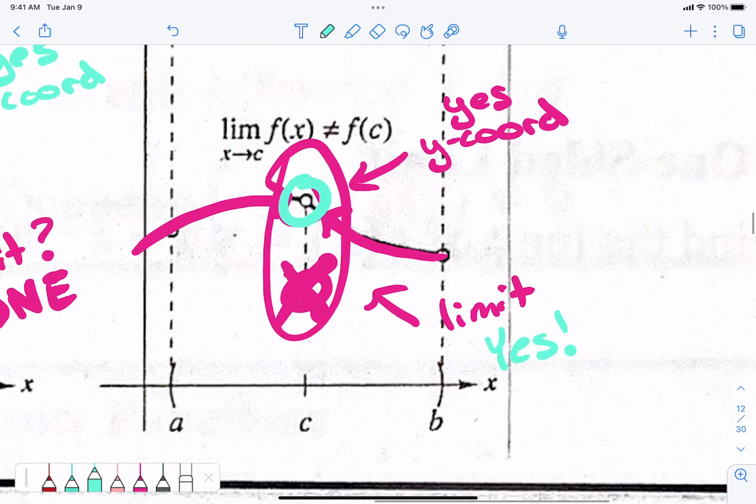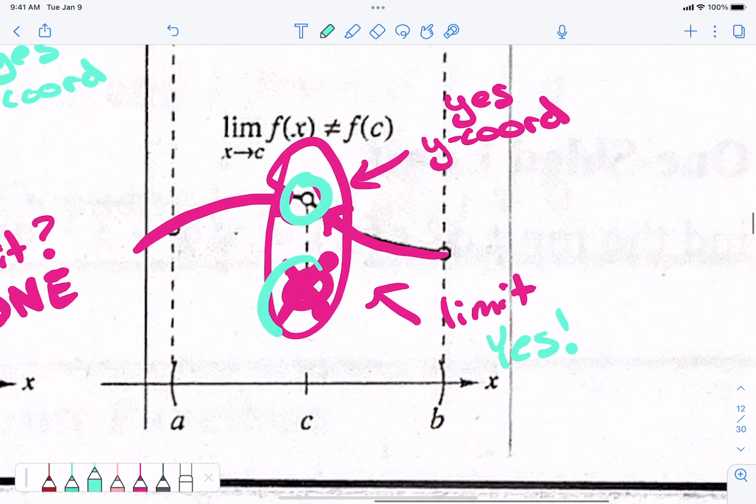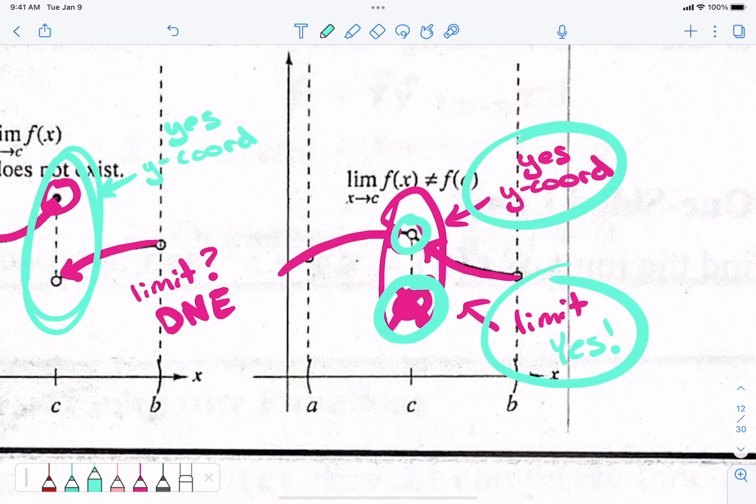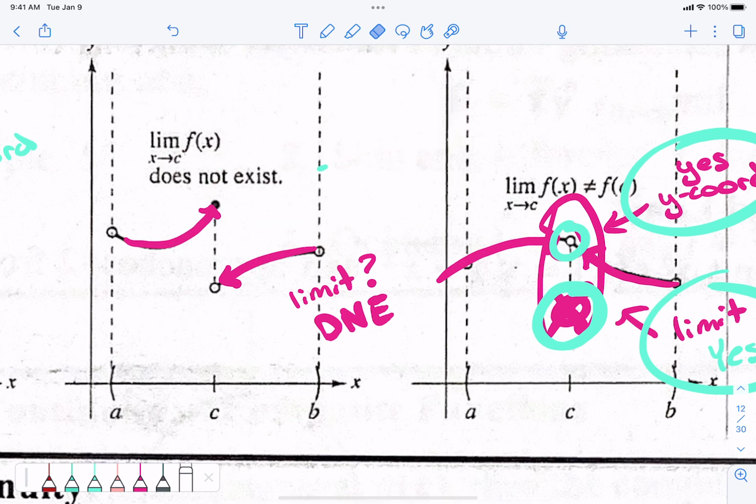Here, both sides are approaching the same value. Even though it's not actually where the y coordinate lives, the limit is what it should be, right? It should be along that line. It should be where that open circle is filled in, or is not filled in, right? Okay, so you can have yes a y coordinate, yes a limit. You can have yes a y coordinate but no limit.